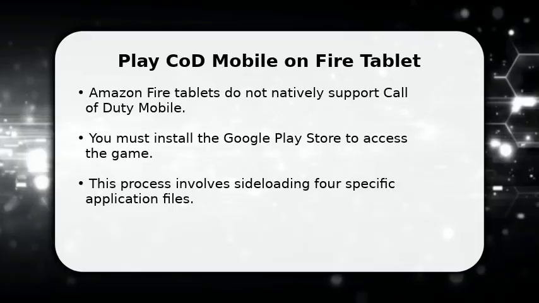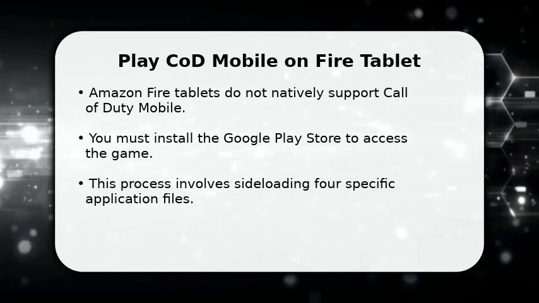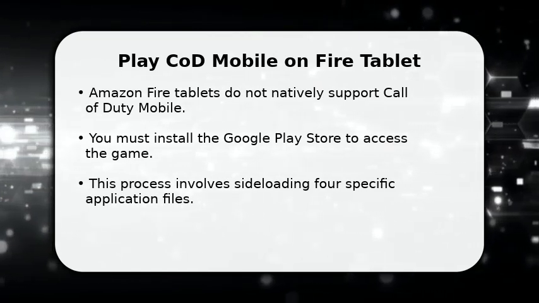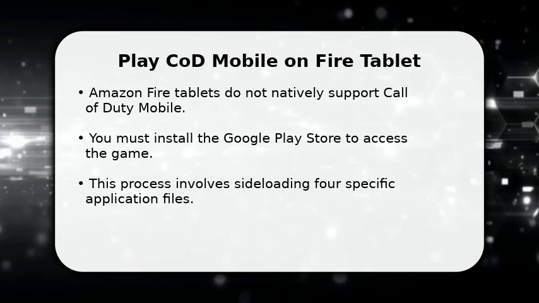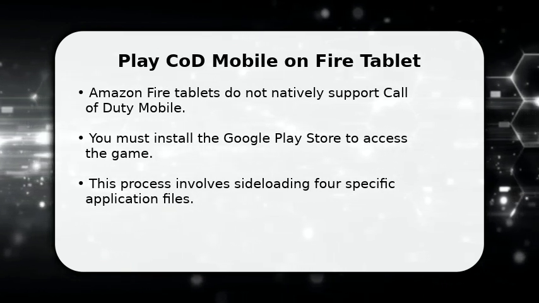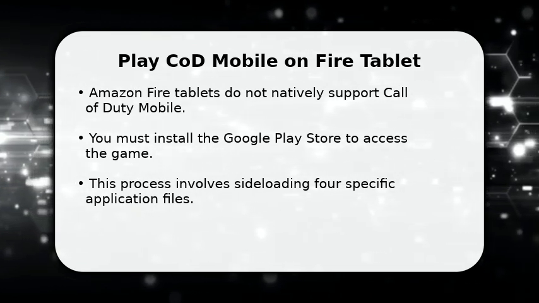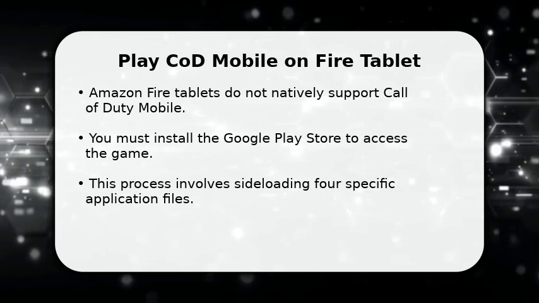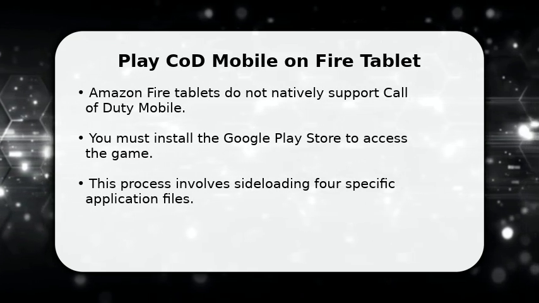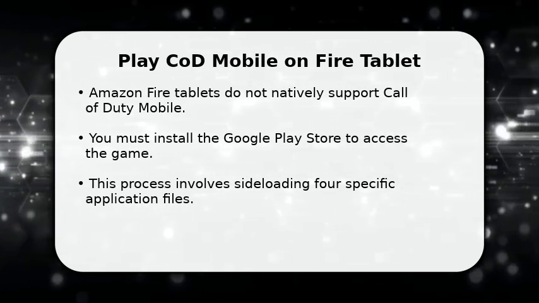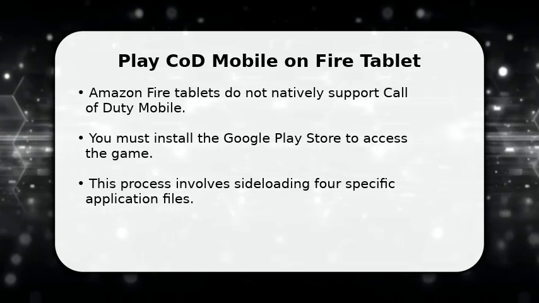Please enjoy the video. In this video, I will explain how to play Call of Duty Mobile on your Amazon Fire tablet. First, you need to understand that Fire tablets do not come with the Google Play Store, which is essential for this game. We will install the Play Store by sideloading 4 special application files. Before starting, make sure your tablet has enough free space, ideally at least 2 gigabytes, to accommodate the game and its updates. This method is the only reliable way to get Call of Duty Mobile running on your device.